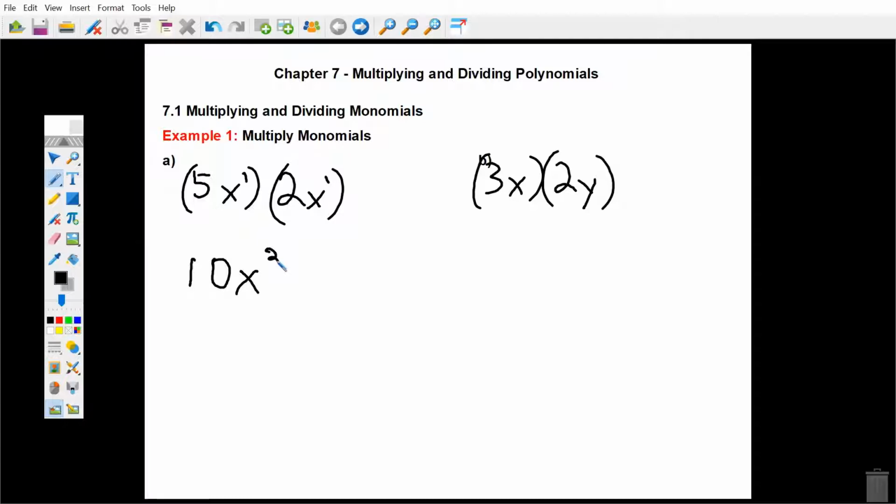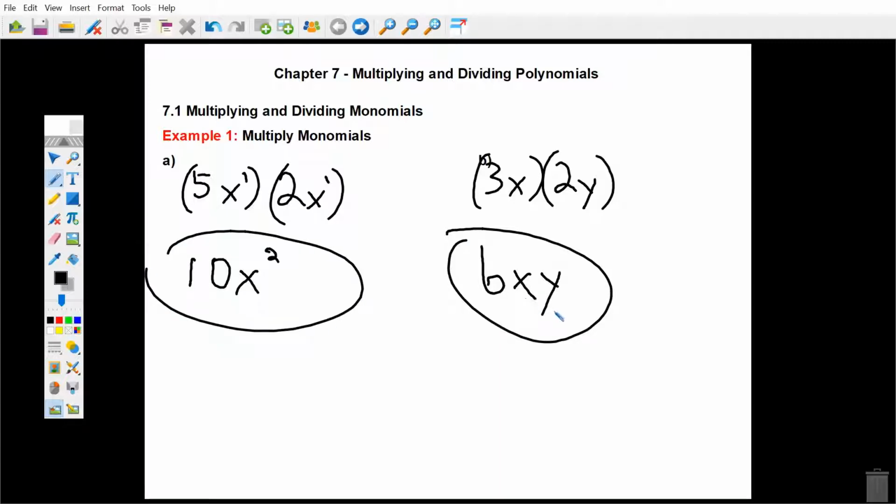Number 2 says 3x times 2y. So the first step is to multiply the coefficients. 3 times 2 is 6. Here, the variables are different, right? X and y, they're not the same, so we can't add the exponents because they're not like terms. So we'll simply write them both down in alphabetical order. So the x will go first and then the y. So the answer is 6xy.